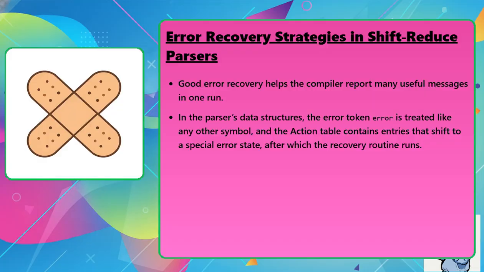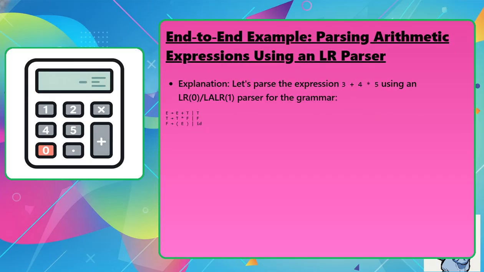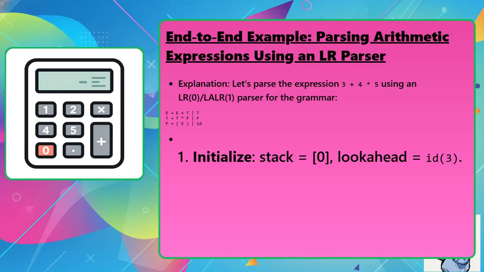In the parser's data structures, the error token is treated like any other symbol, and the action table contains entries that shift to a special error state, after which the recovery routine runs. Explanation: let us parse the expression 3 + 4 * 5 using an LR0/LALR1 parser for the grammar E → E + T | T, T → T * F | F, F → ( E ) | id. Step 1: initialize: stack = [0], lookahead = id 3.